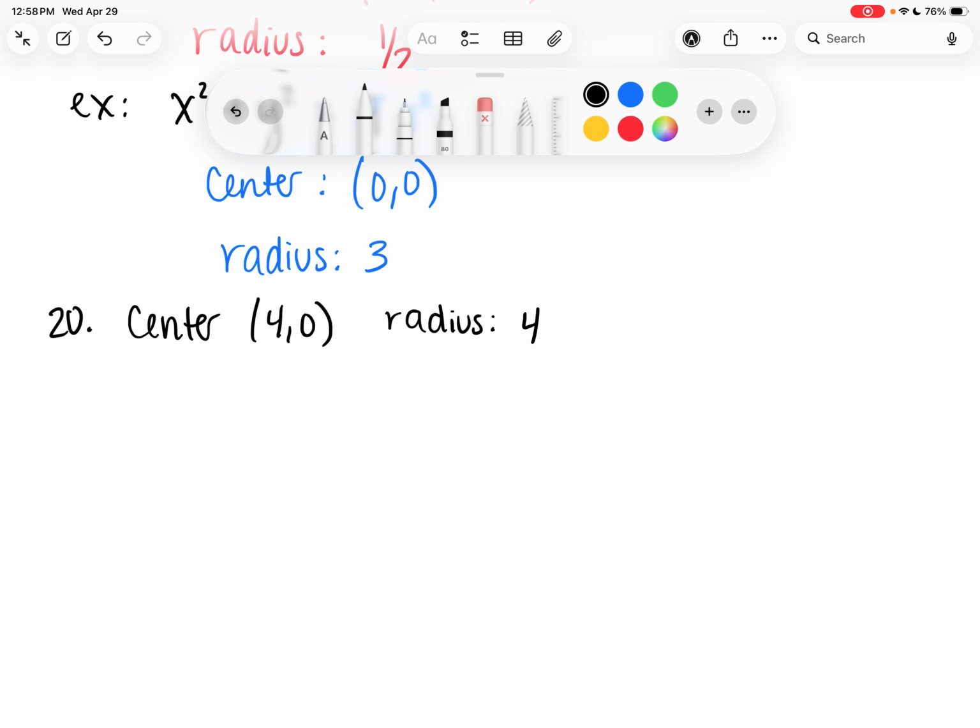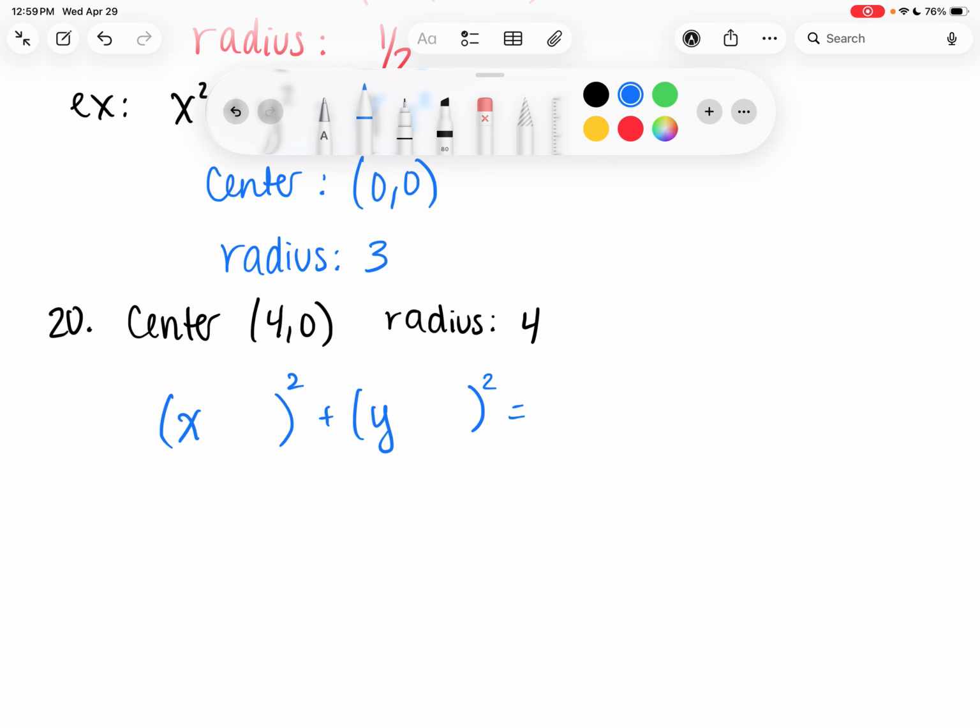Yep, so this one's backwards from the other one. So what I would do when I'm given something like this is I would go ahead and set up my equation here, like this.